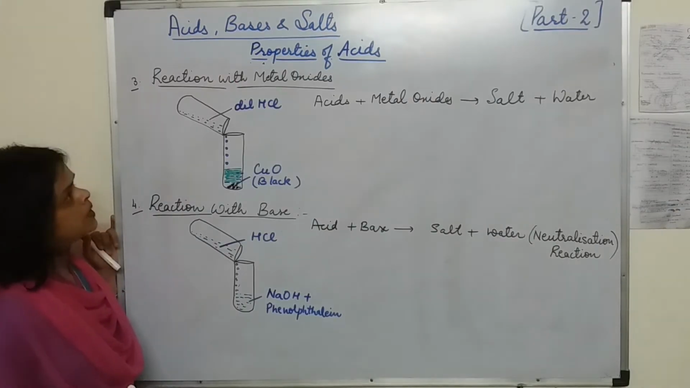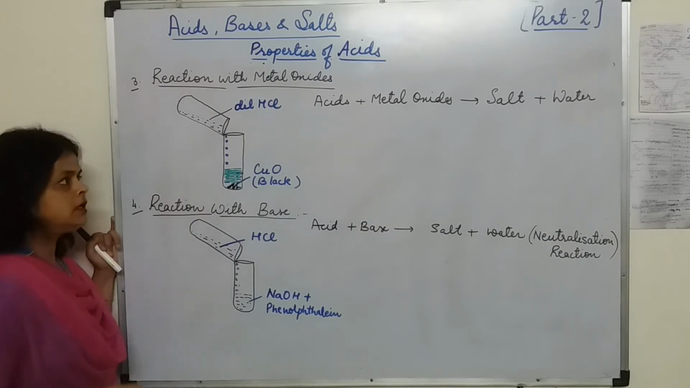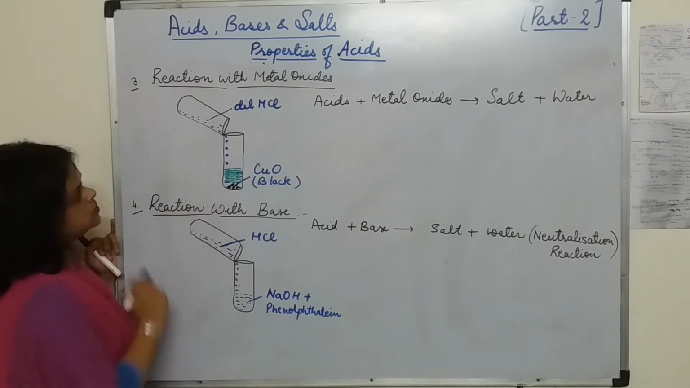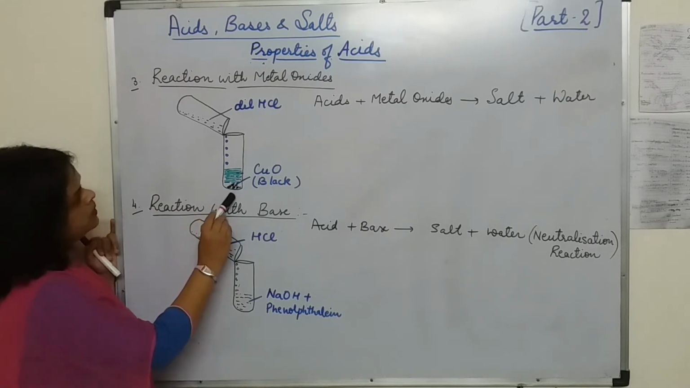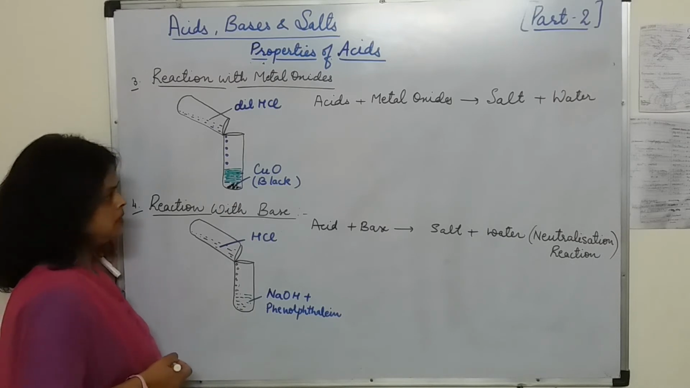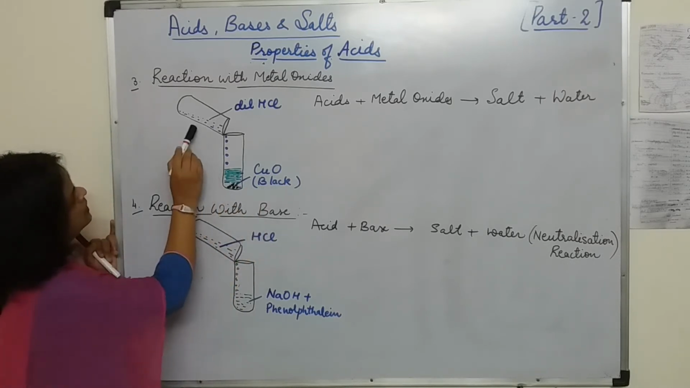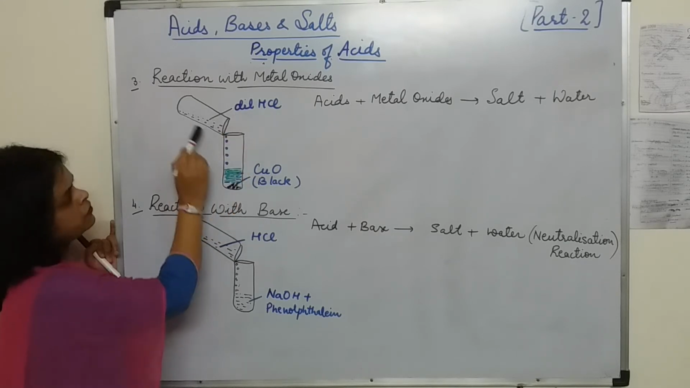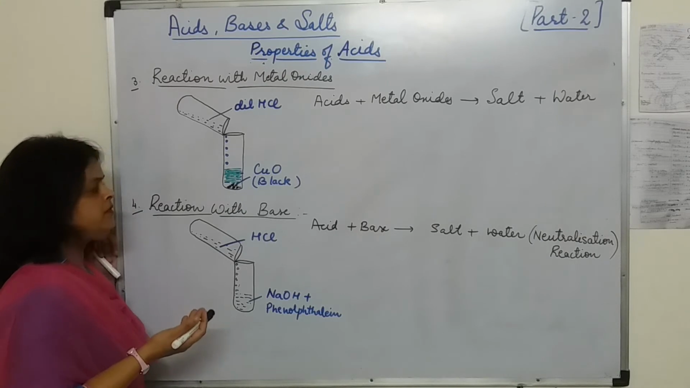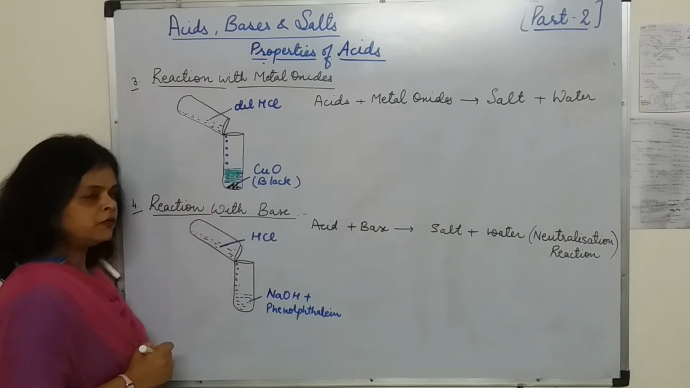Now we will discuss what happens when acids react with metal oxides. Here again we are going to do one experiment. Here we are taking two test tubes. In the first test tube we have taken copper oxide, that is cupric oxide. Its color is black. And to this test tube we are adding dilute HCl from another test tube. As the reaction starts, we will find that a bluish green colored solution starts forming.